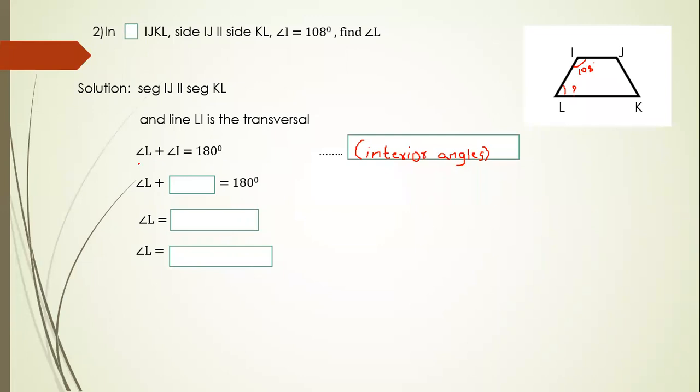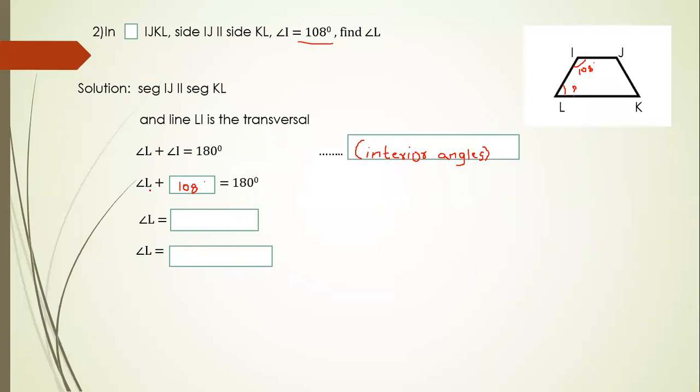Now in the next step, they have copied angle L as it is, plus also as it is. In place of angle I, there is a box. So we need to write the measurement of this angle. Angle I is given to us as 108 degree. So here we will write 108 degree, equal to copied as it is, 180 degrees also copied as it is.